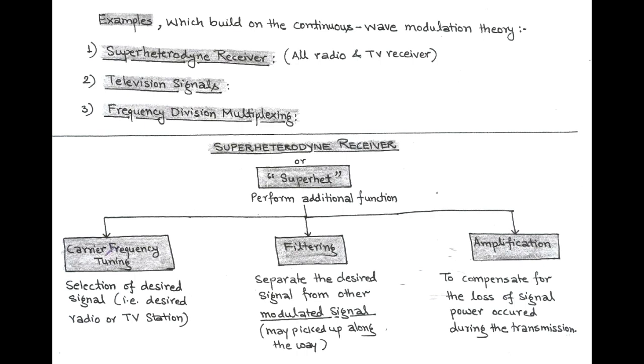In the carrier frequency tuning function, the desired signal, that is the modulating signal, is selected by tuning of the carrier frequency. Second is the filtering function. In this, the desired signal gets separated from other modulating signals that may be picked up along the way of the transmission channel. And the third function is amplification, that is used to compensate the signal power that is lost during the transmission of signals.